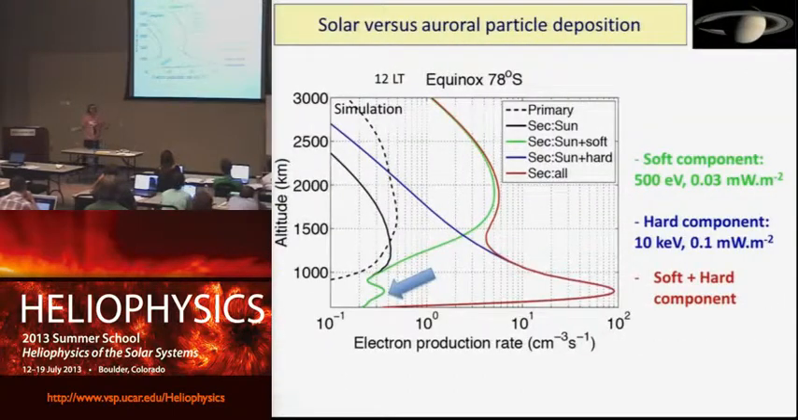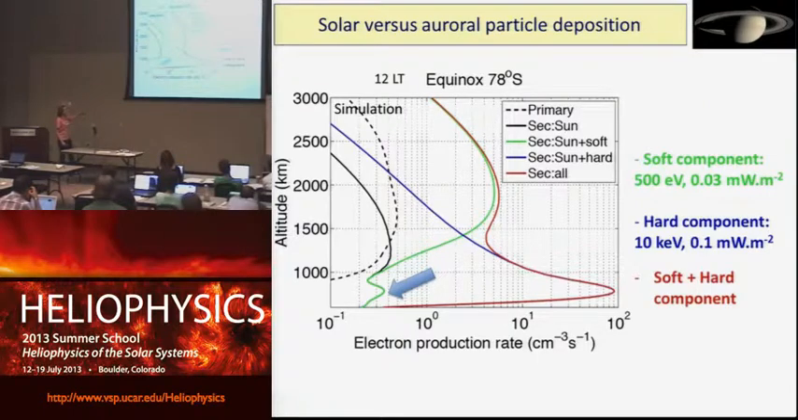But how does it compare, solar versus auroral, for the electron production rate? Here is an example for Saturn, at high latitude, which means that solar illumination is not as intense as at the equator. Here is the profile in altitude of the electron production rate. Here in dashed line is the photoionization. In solid line is the electron impact ionization associated with photoelectrons and their secondaries.